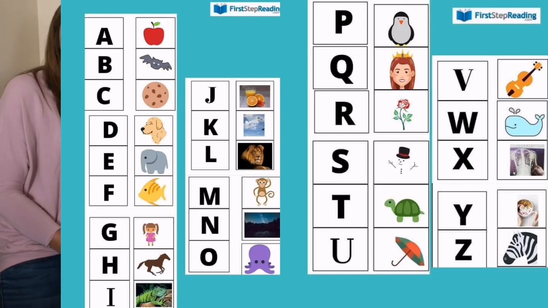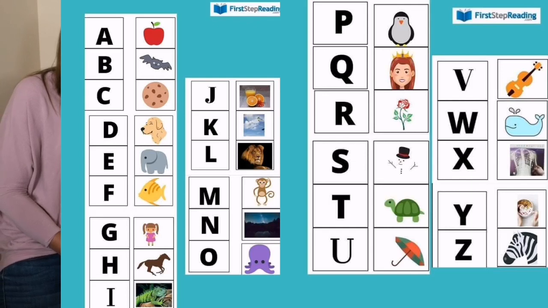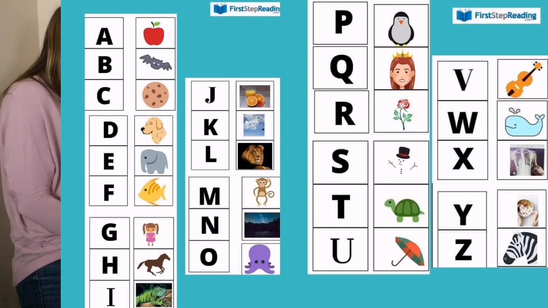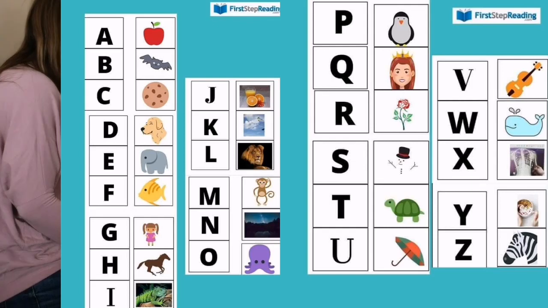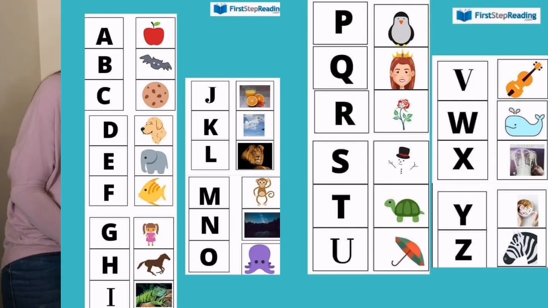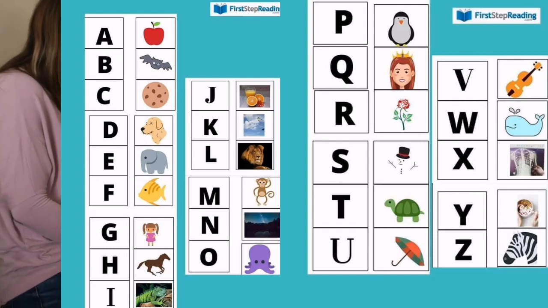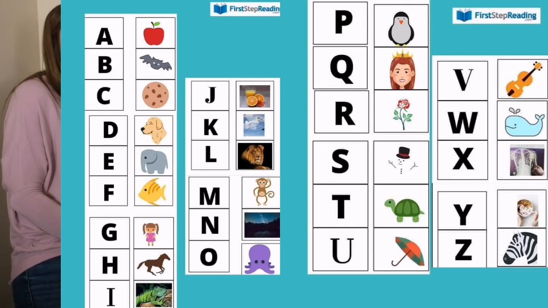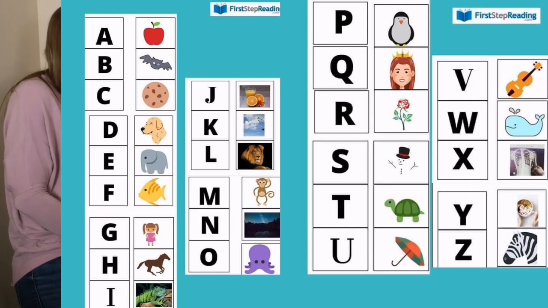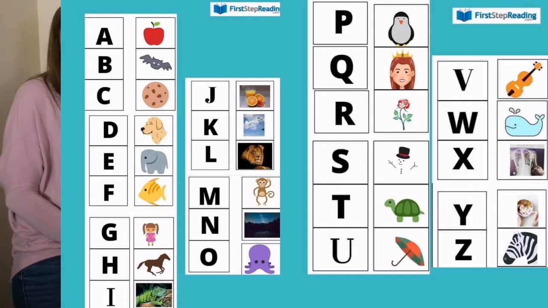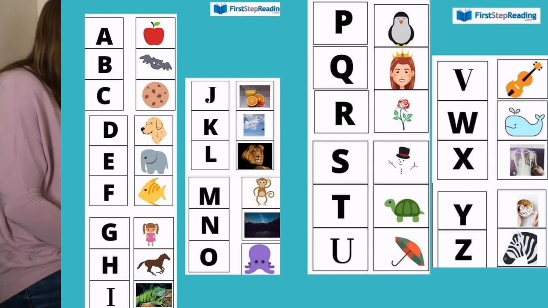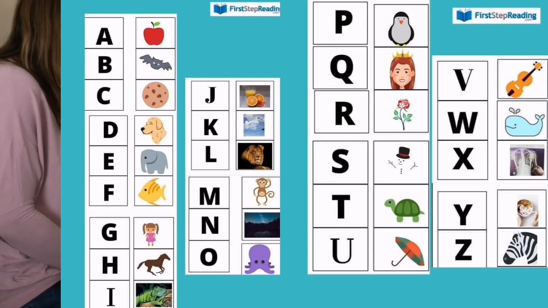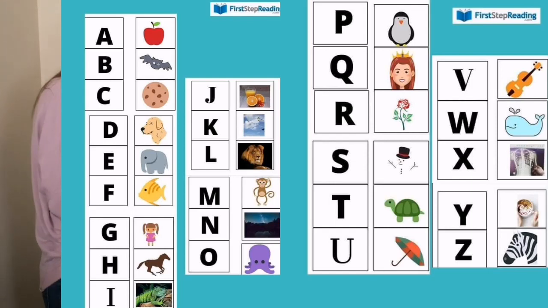The J says j. The K says k. The L says l, like juice, kite, and lion. The M says mm. The N says n. The O says ah, like monkey, knight, or octopus.